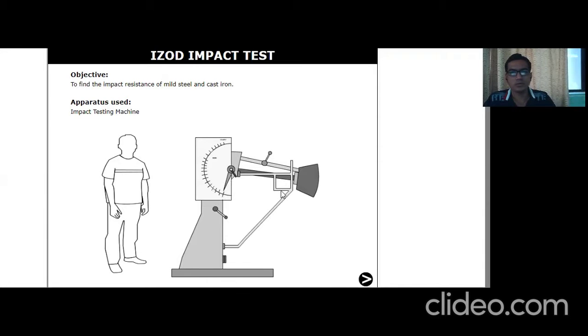The first important component is the pendulum, which contains the striker, which strikes the sample placed here. Then you can observe the lever to release this pendulum. Then we can observe the scale and pointer, which shows the impact energy of the material. We will perform the impact test on either mild steel material or cast iron material.